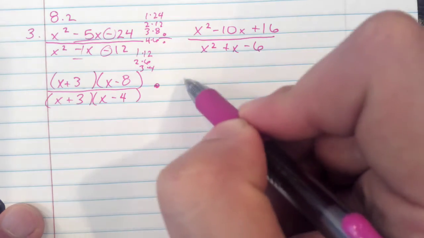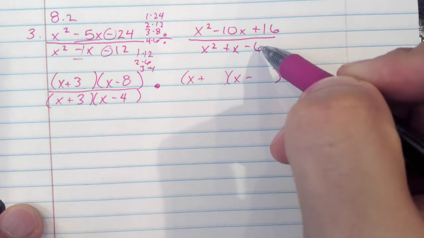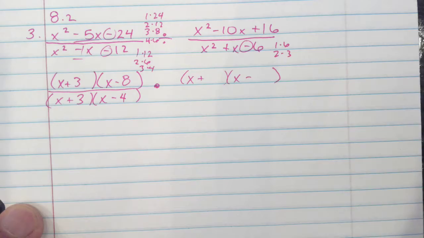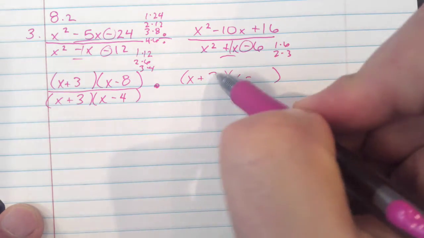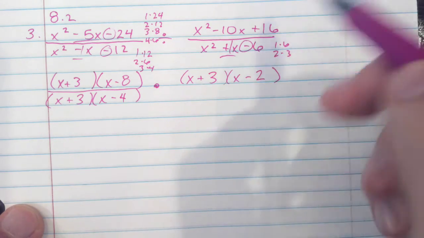So again, my third sign is negative, so I know it's going to be x plus something and x minus something. The factors of 6 are 1 and 6 and 2 and 3. Looking to subtract to make the understood positive 1 this time. So that means I would have a positive 3 and a negative 2. Those subtract to make positive 1.